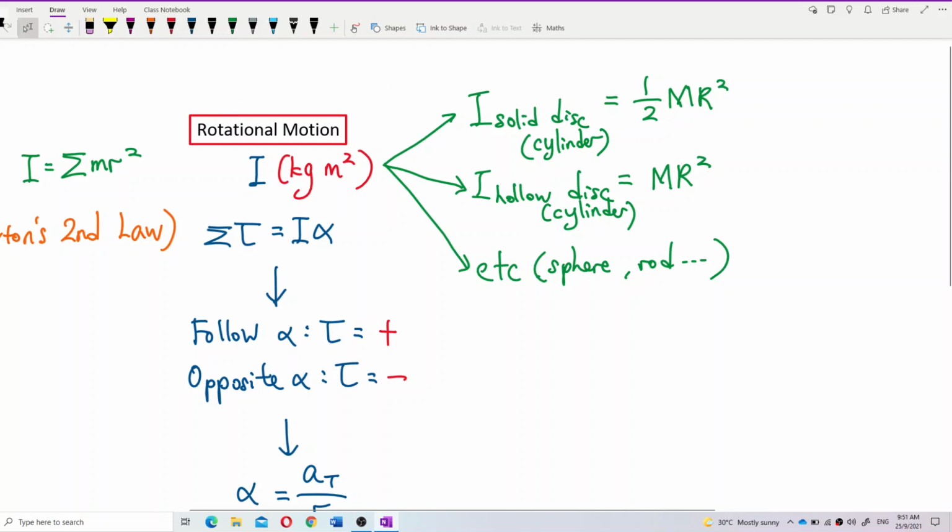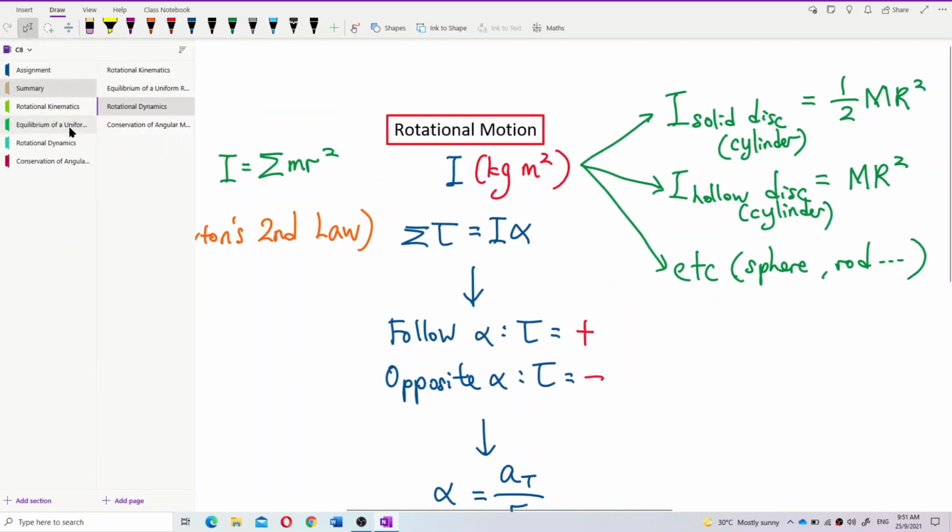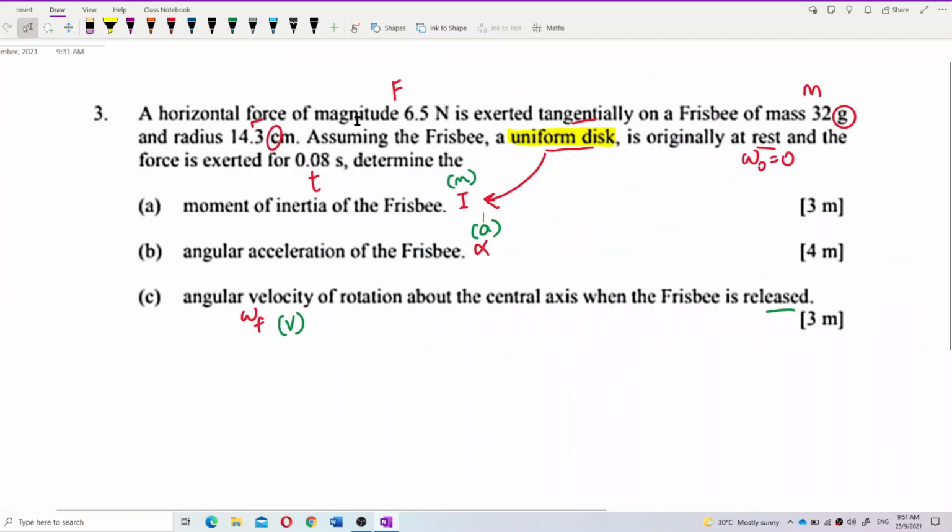Okay, let's move back to our question. So this is a uniform disk, that means you can say this is a solid disk, because it's uniform. So the moment of inertia formula should be half m r square.